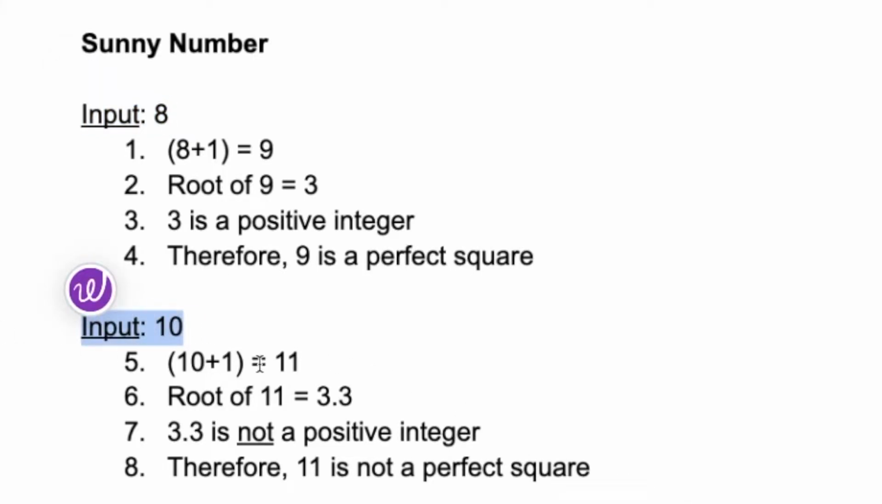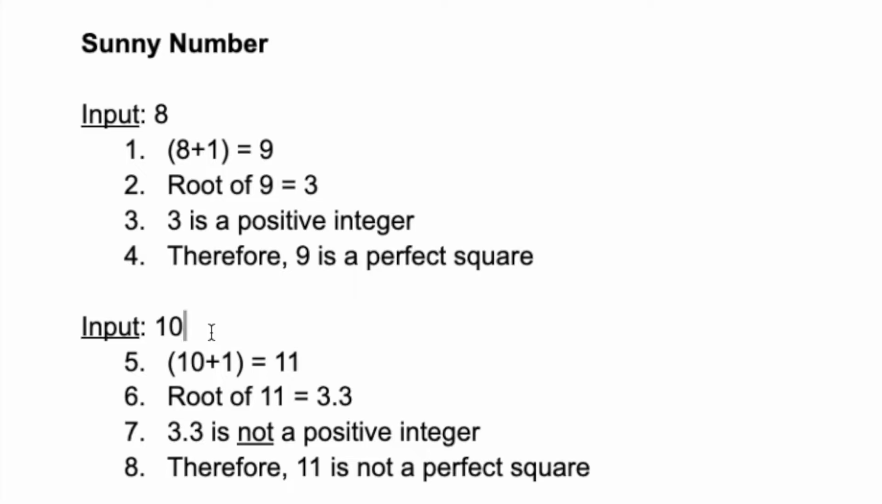So here, if the input is 10, then 10 plus 1, which is the following number, will give you 11. However, when you calculate the root of 11, you will get 3.3, which is not a positive integer, which means that 11 is not a perfect square. And if 11 is not a perfect square, then we know that 10, which is the preceding number, is not a sunny number. So that is just a general overview of what a sunny number is.